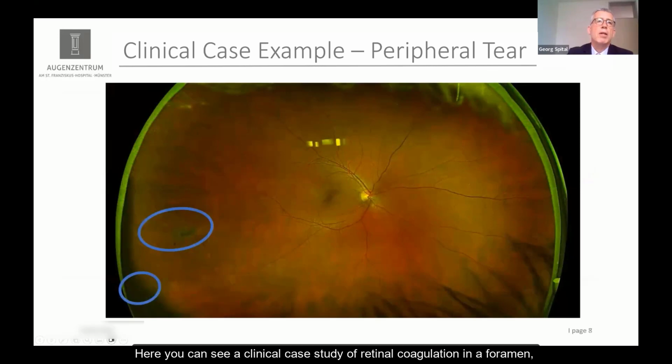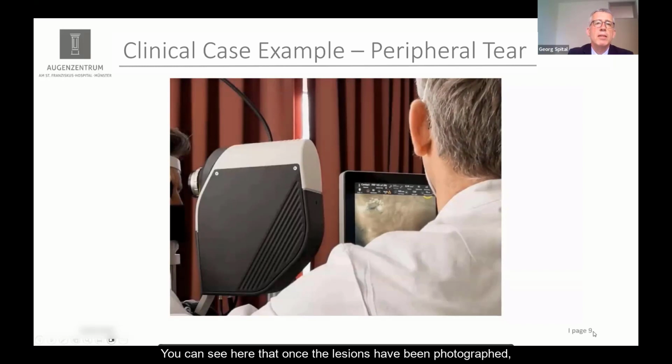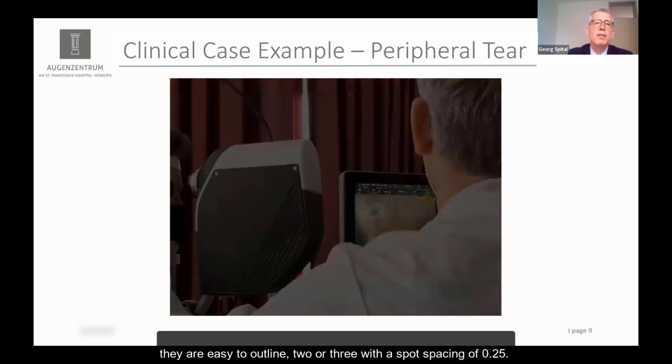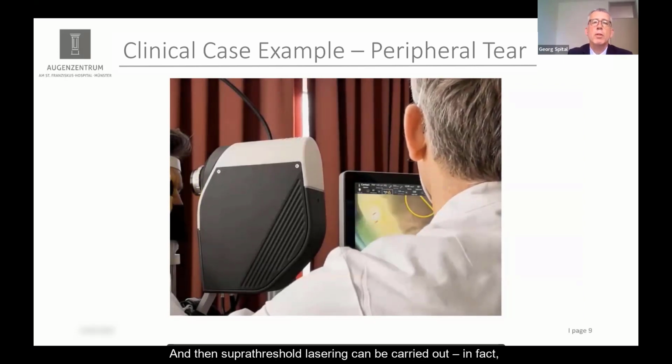Here you can see a clinical case study of retinal coagulation in a foramen, and below that a small circular foramen. You can see here that once the lesions have been photographed, they are easy to outline, 2 or 3 with a spot spacing of 0.25. And then suprathreshold lasering can be carried out.